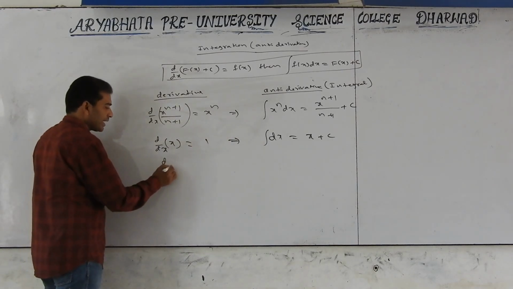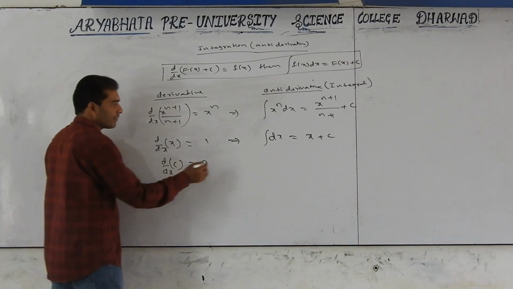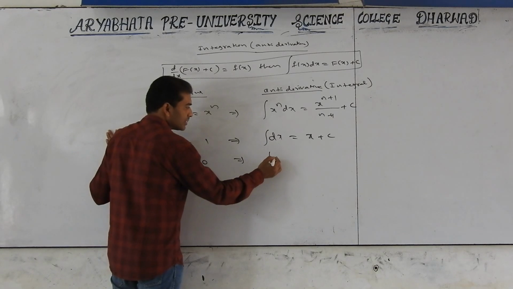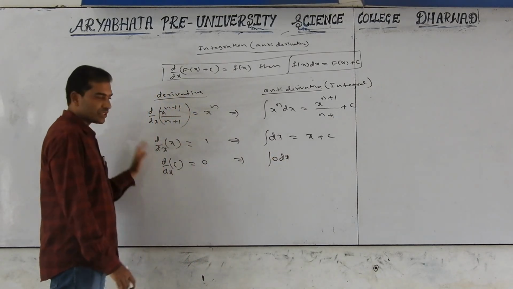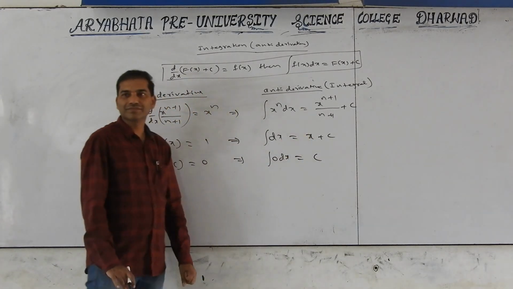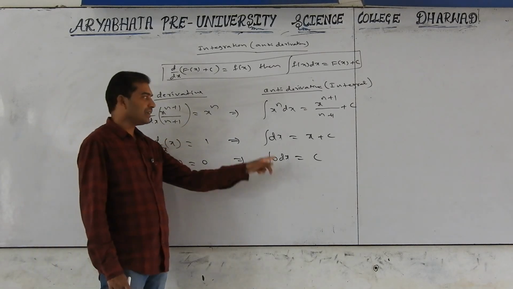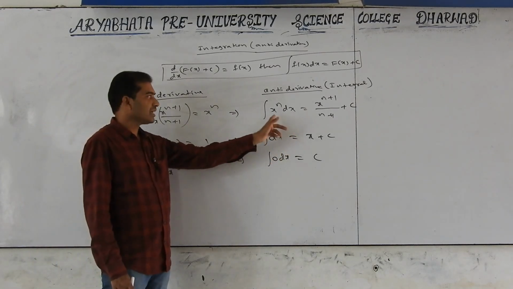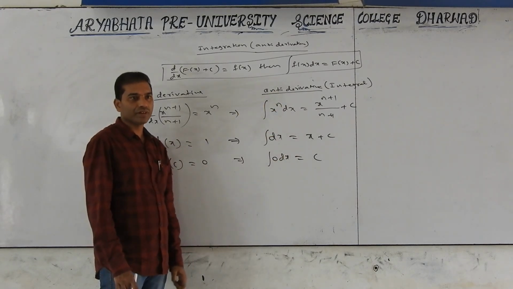Next, d by dx of a constant, the derivative is 0. Therefore, integration of 0 dx equal to c. Are you following? Integration of 0 is c. Integration of 1 dx is x. Integration of x raised to n is x raised to n plus 1 by n plus 1.